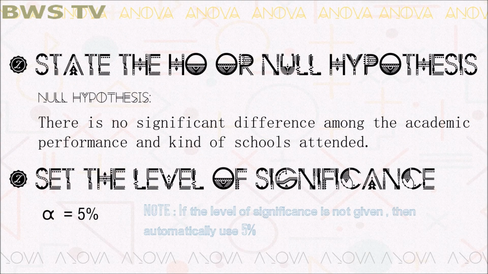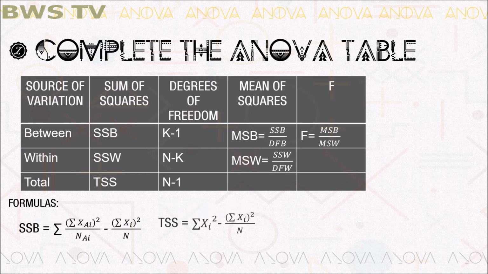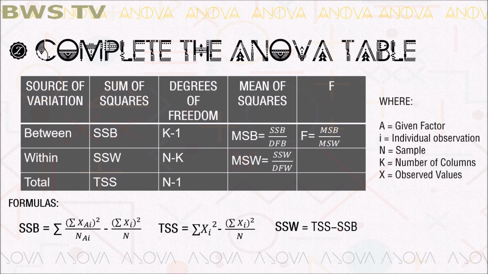Next, we have to set the level of significance to 5%. Note that this must always be done in cases where the level of significance is not specified. Next, we will proceed to completing the ANOVA table. So as said earlier, these are the formulas. And to serve as your guide, to the right is the legend of what the letters mean.